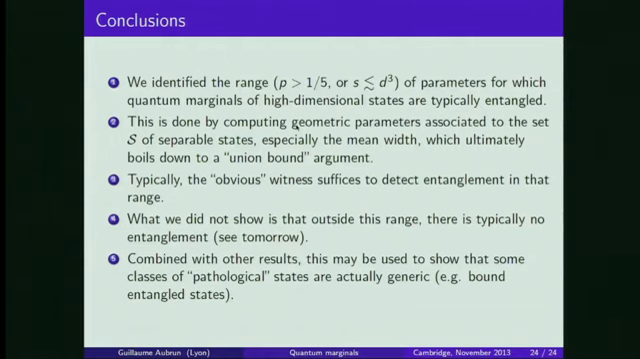Another fact is that in the typical situation, the obvious witness is enough to detect entanglement. Something I did not show is that beyond this threshold, outside this range, there is typically no entanglement. But as I said, this will be covered tomorrow by Staszek Szarek. And to conclude, if you combine this with other results, you may obtain the information that some classes of states, such as these bound entangled states, which you could think of as pathological, actually are generic in some regime. Okay, so thanks for your attention.